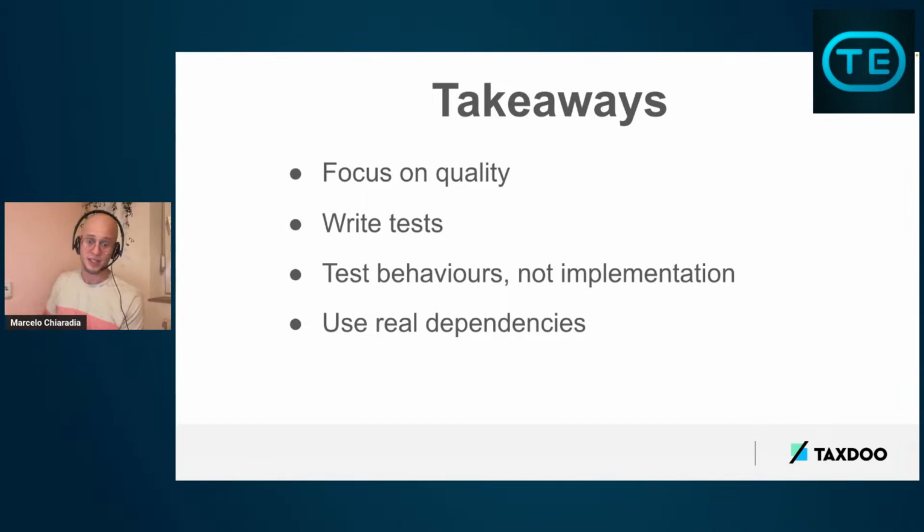Use real dependencies whenever possible. This is pretty much what it is. It's going to give you the most confidence whenever you can use the real option that is going to be used in production. And if there's no real dependency that you can use, the next best thing is fakes. Fakes make your tests more maintainable.